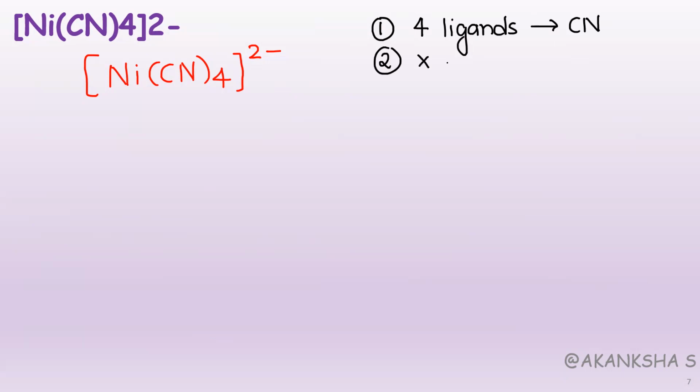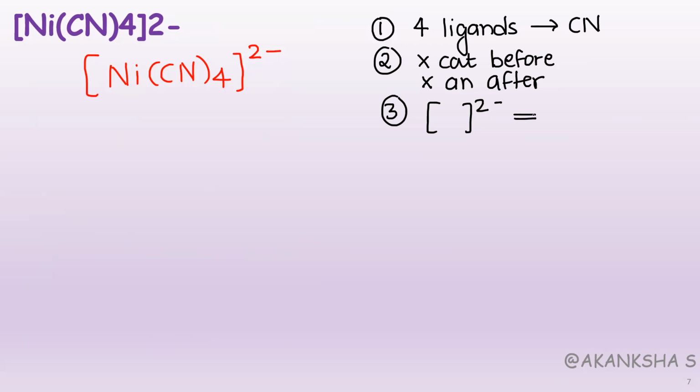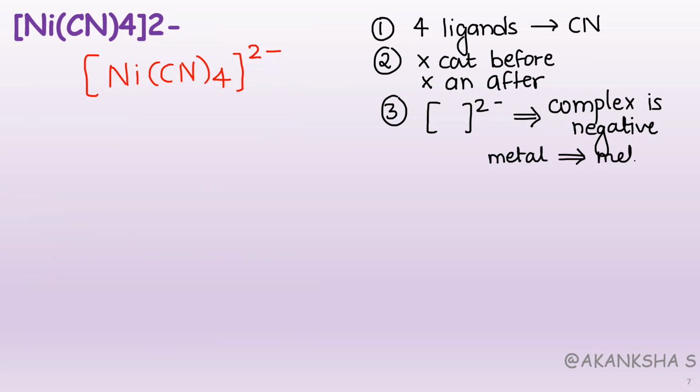Second thing, there is no cation mentioned before. There is no anion mentioned after. So you're only given the complex. Third, the complex is carrying a 2 minus charge, meaning the complex itself is considered to be negative. And what do we know out of this? Whenever a complex is negative, our metal is going to turn to metallate.